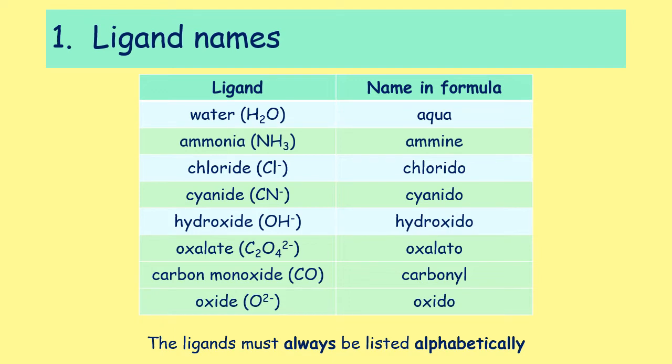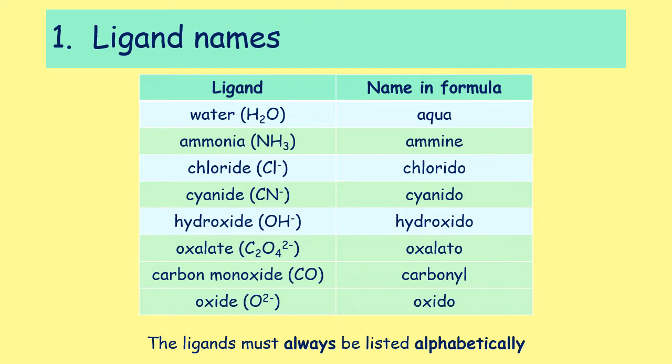So the first thing we'll look at are the names of ligands. So I've got a list of the ligands that you would be expected to know in Advanced Higher. So we've got water, ammonia, chloride, cyanide, hydroxide, oxalate, carbon monoxide, and oxide. And we've got how that name gets translated to describe that it's in a transition metal complex. So water becomes aqua, ammonia becomes amine. Now with ammonia, it's really important that you include that double M, because an amine with one M is another type of chemical that you're going to learn about in Unit 2. So you need to put that double M to make sure that it's ammonia.